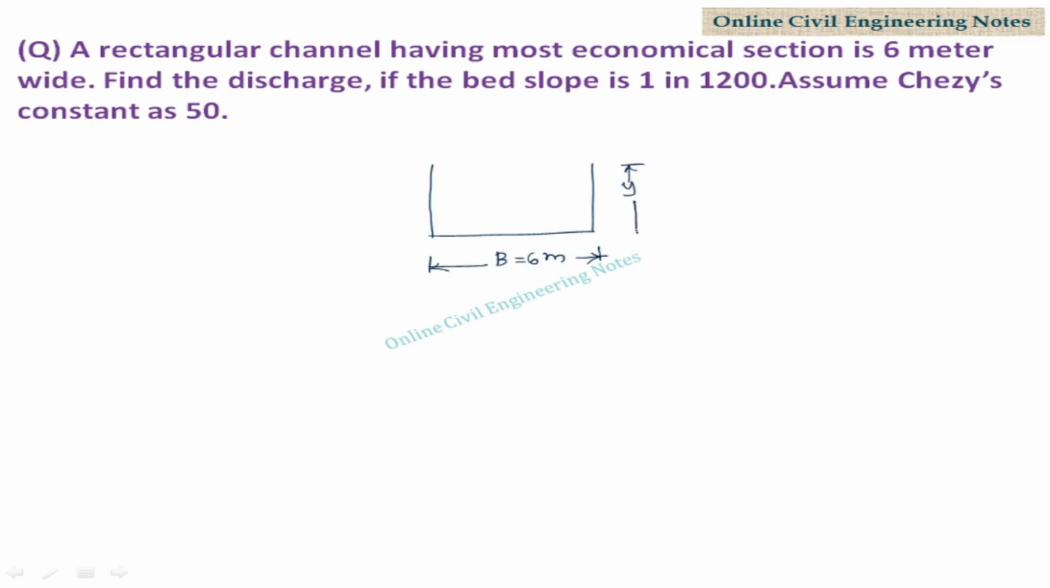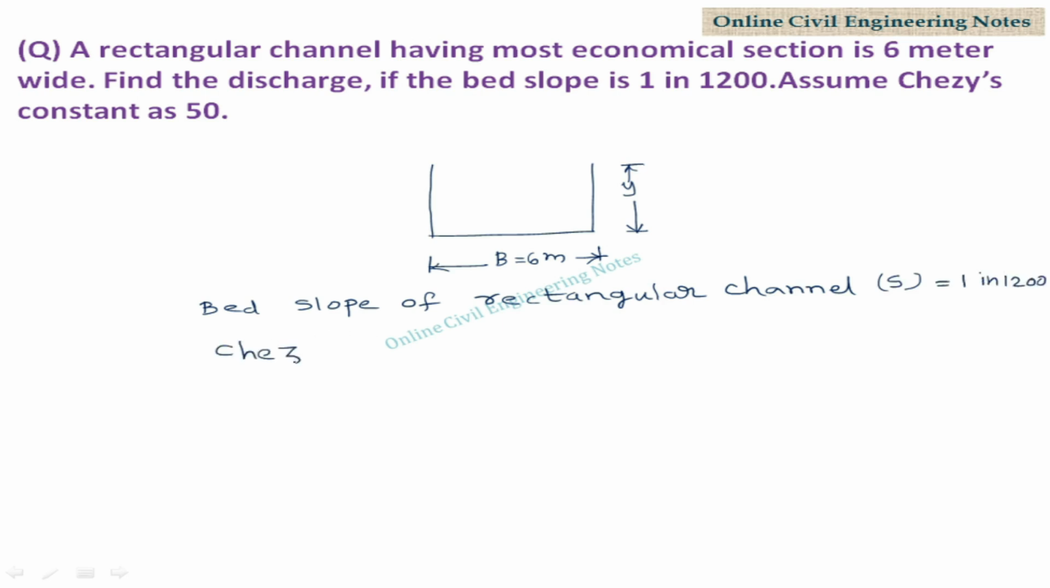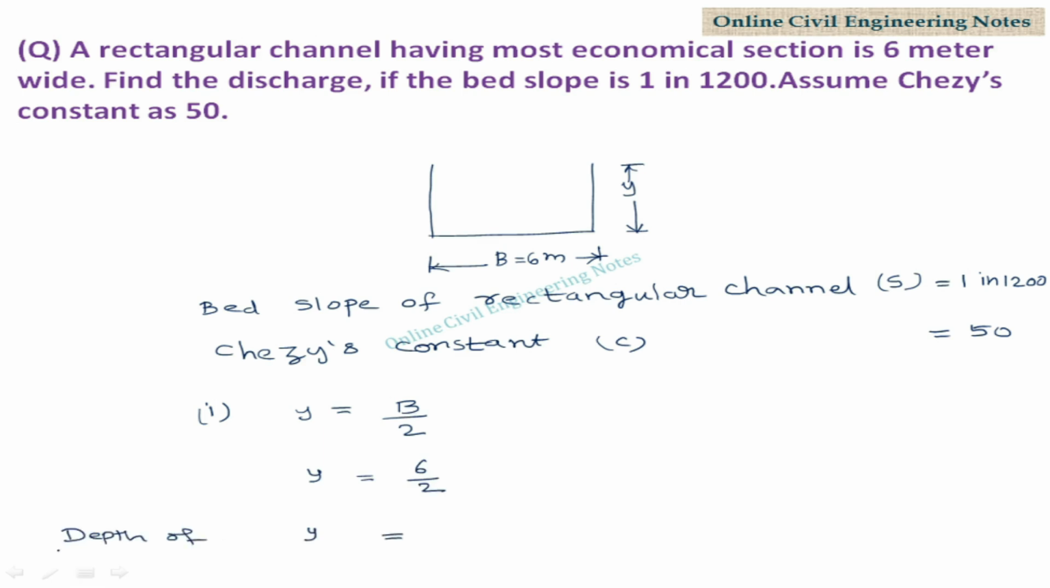Y is not given in the question. We have to find it out. The bed slope is given. S is equal to 1 in 1200. Chezy's constant C is equal to 50. For the most economical rectangular channel section, the conditions are, first one is y is equal to b by 2. Here y is the depth of the rectangular channel, b is the width of the channel. Y is equal to, b is 6 meters, 6 by 2. Therefore, depth of channel is 3 meters.